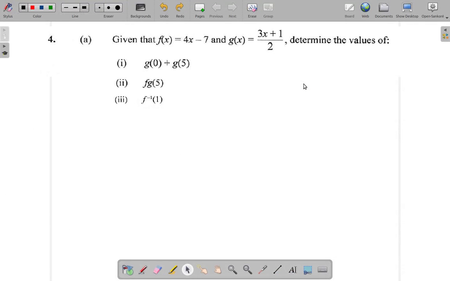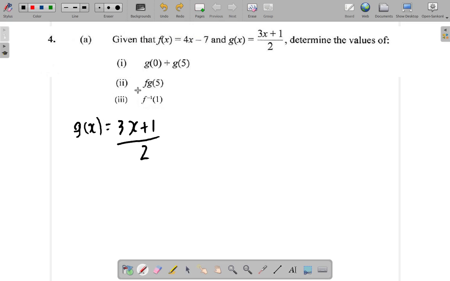Question 4a. Given that f of x is equal to 4x minus 7 and g of x is 3x plus 1 over 2, determine the values of g of 0 plus g of 5. Remember, g of x has an x here, so g of 0 will have a 0 here. So first of all, g of 0 is equal to, let me rewrite g of x. G of x is 3x plus 1 over 2.